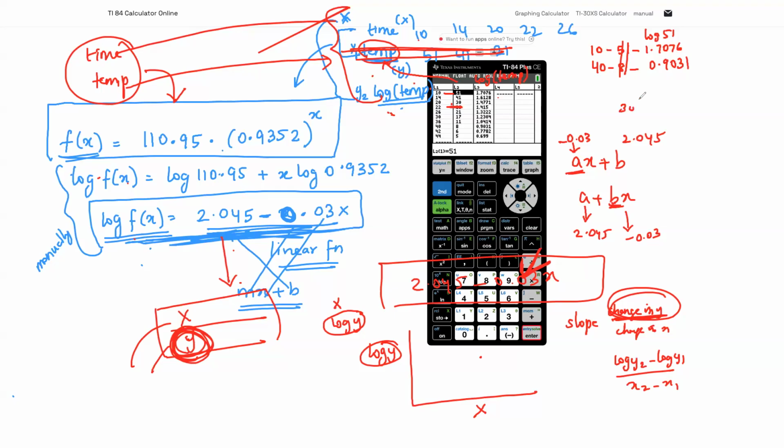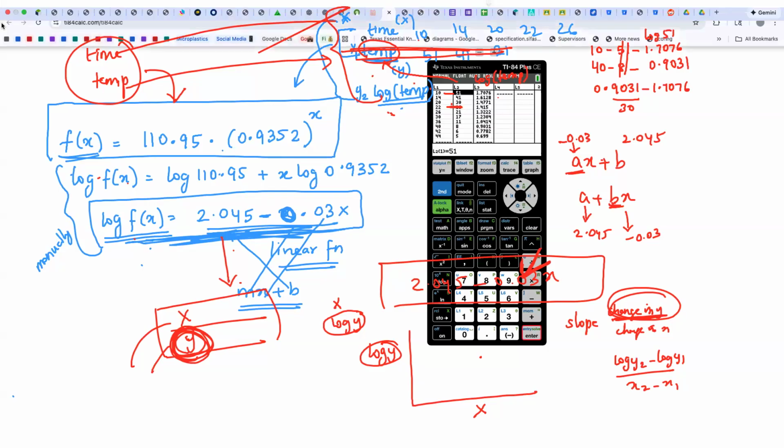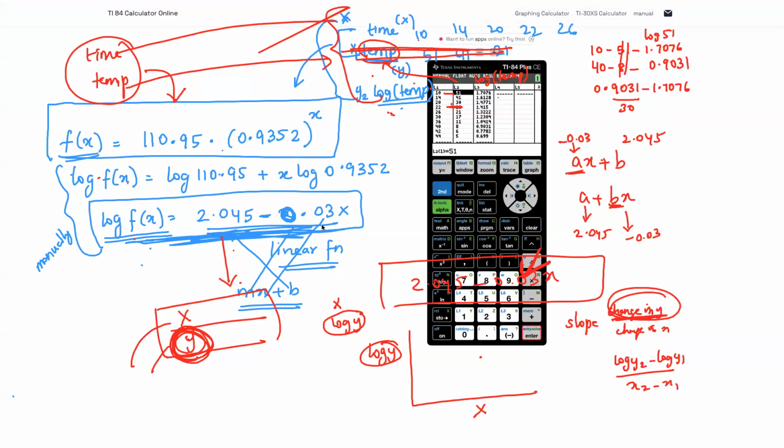It would be 40 minus 10, 30 down. Up would be 0.9031 minus 1.7076, right, Akash? Can one of you do that and tell me the answer? Or I can do it. It's negative 0.8045, divided by 30. What is it? Negative 0.026, so 0.03. Akash, yes, it perfectly matches with what we require for the slope of the semi-log plot.